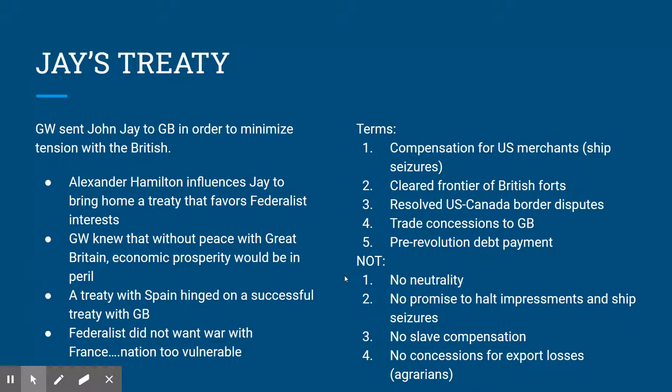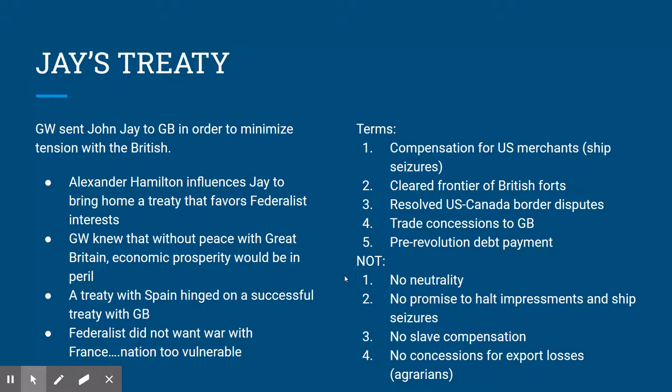Alexander Hamilton, prior to leaving for Great Britain, is going to influence John Jay to bring home a treaty that favored Federalist interests. Now, when we talk about Federalist interests, we're talking about New England, to further the interests of New England and the Middle Colonies, or what used to be the Middle Colonies.